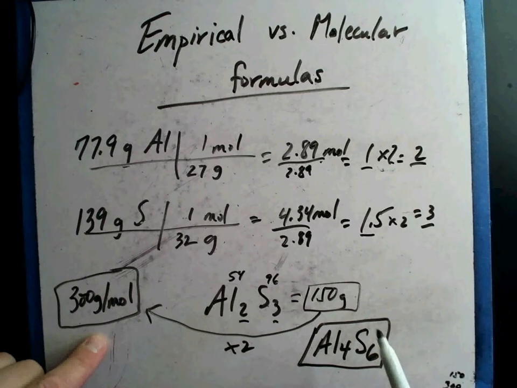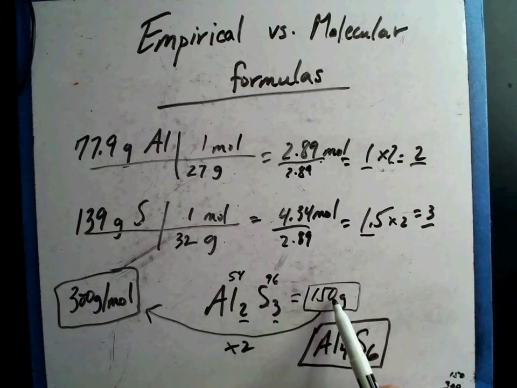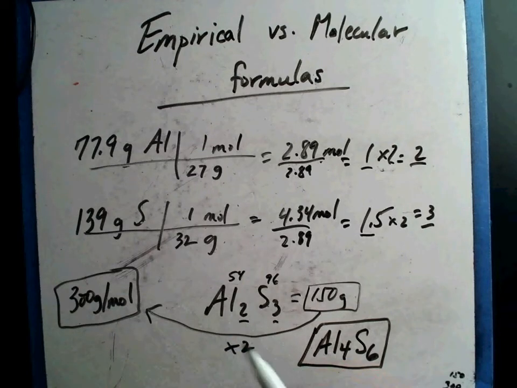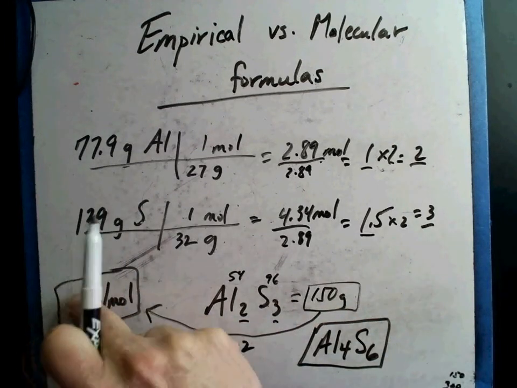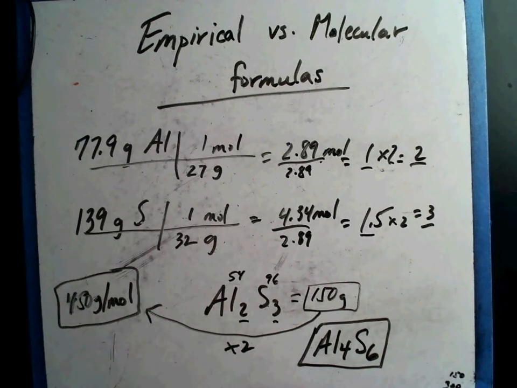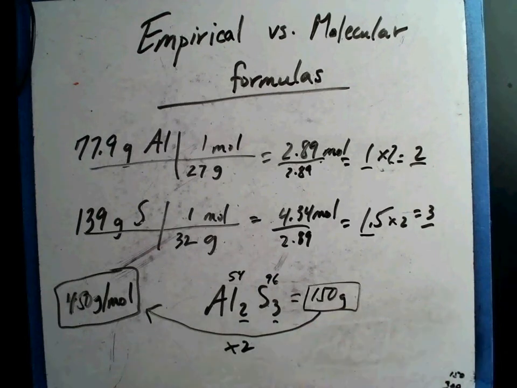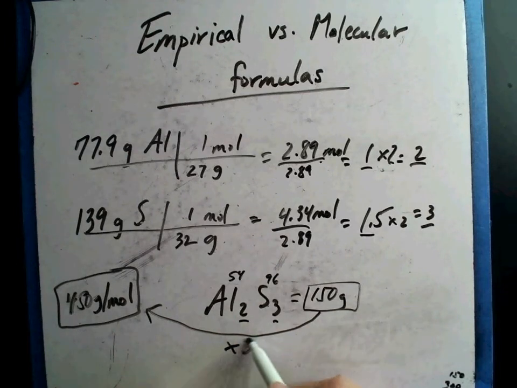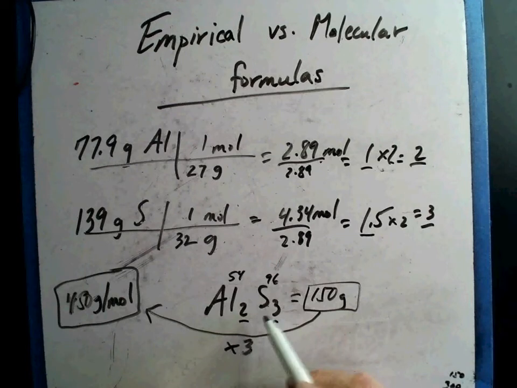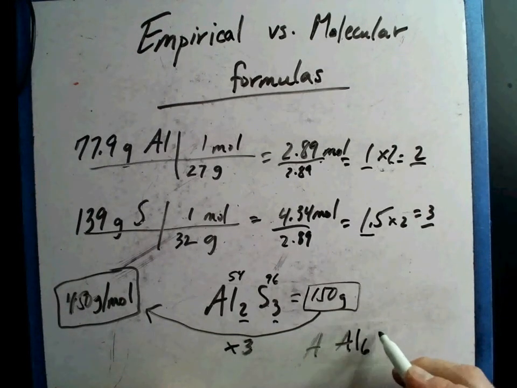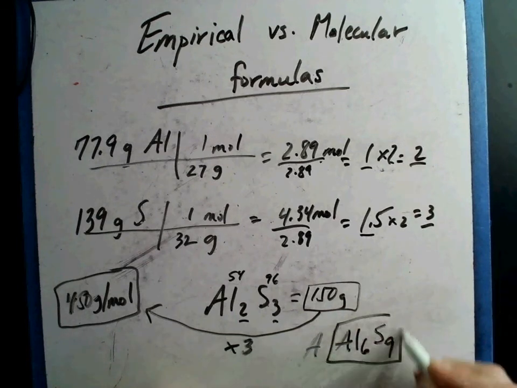When I know how much it's supposed to weigh, I take that skeleton, weigh the skeleton. How many times does the skeleton fit into what it actually weighs? Then I would have had it. Okay, so if this was 150, let's say in the lab they told me that it weighs 450 grams. Not 300, but it weighed 450 grams. That's fine. The skeleton still weighs 150. How many times does 150 go into 450? The answer is 3. So it should be 3 times that formula. So what would be the formula? Al6S9. That would be the molecular formula.